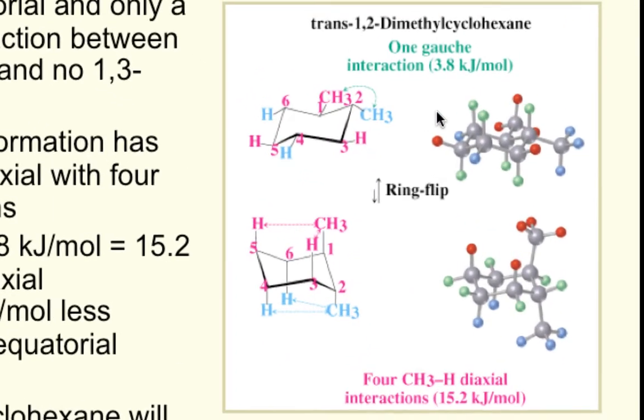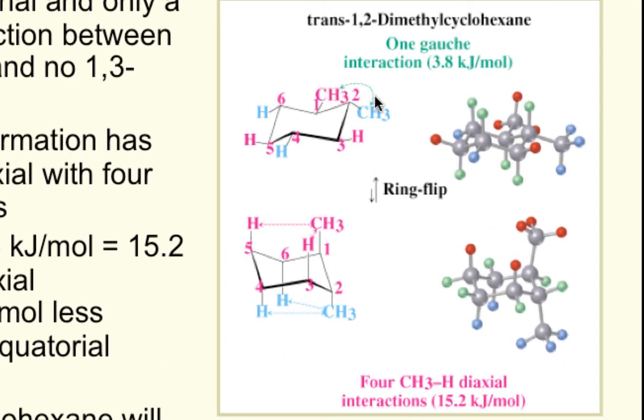That's it. So take a look at this drawing here. Both of these are in the equatorial position. There's no other interaction. The total cost, 3.8 kilojoules per mole. In fact, so far, this is the lowest energy possible. The trans 1,2-dimethyl cyclohexane, when we have both methyls in the equatorial position, is the lowest energy so far. The ring-flipped conformation has both methyl groups axial with 4 1,3-diaxial interactions.